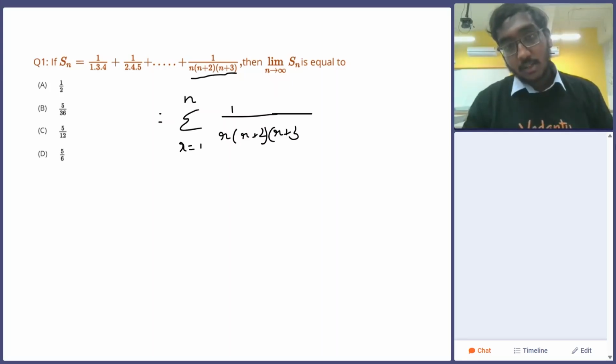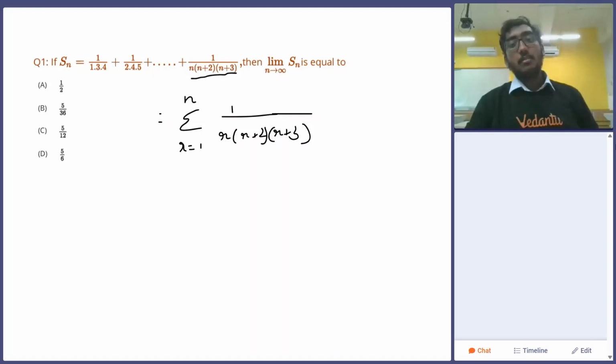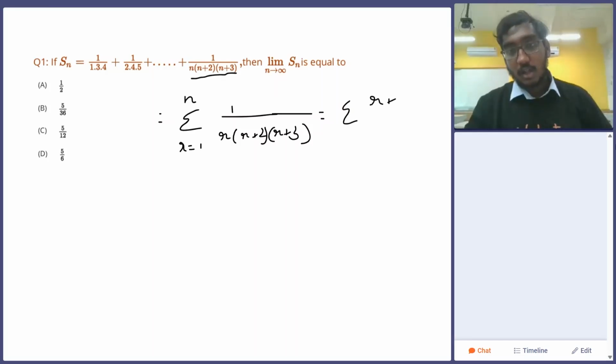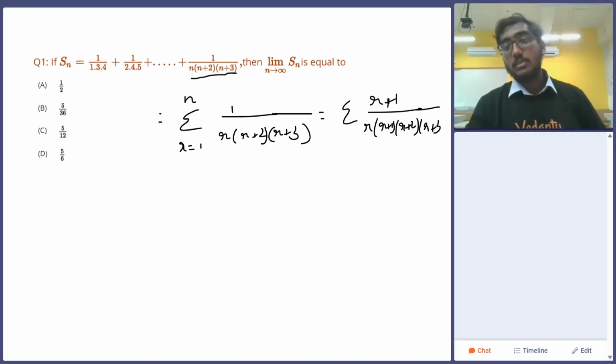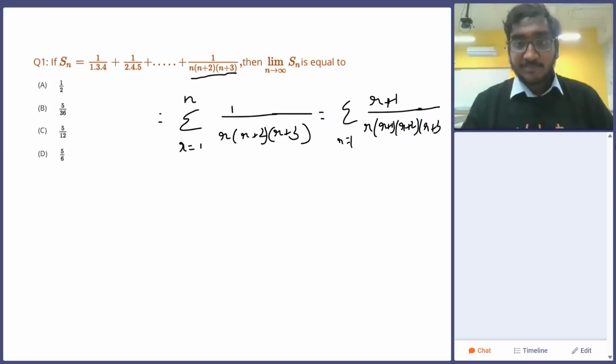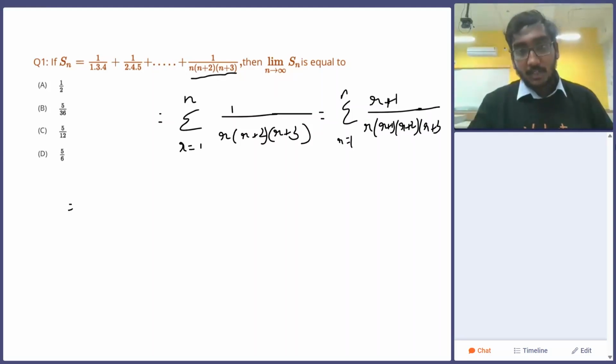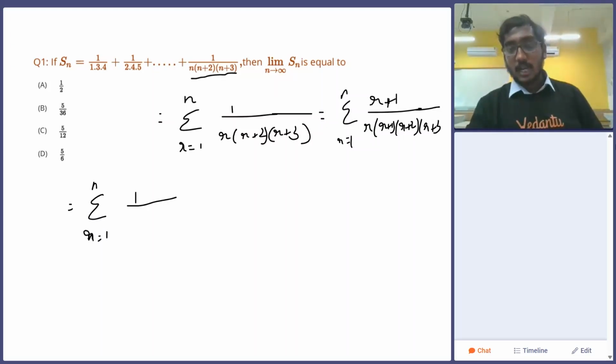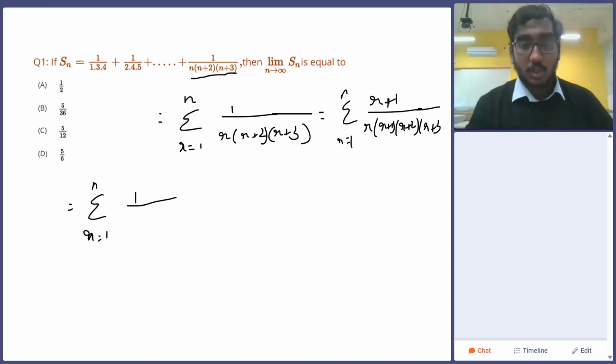So you can rewrite the summation. See, since r plus 1 is not present in both numerator as well as denominator, you just multiply numerator and denominator by r plus 1. So you can write this as r plus 1 upon r times r plus 1 times r plus 2 times r plus 3, right? And you split it into two different summations, r upon this plus 1 upon this. So what you will be getting? It will be summation r equal to 1 to n, for the first term, 1 upon r plus 1 into r plus 2 into r plus 3.